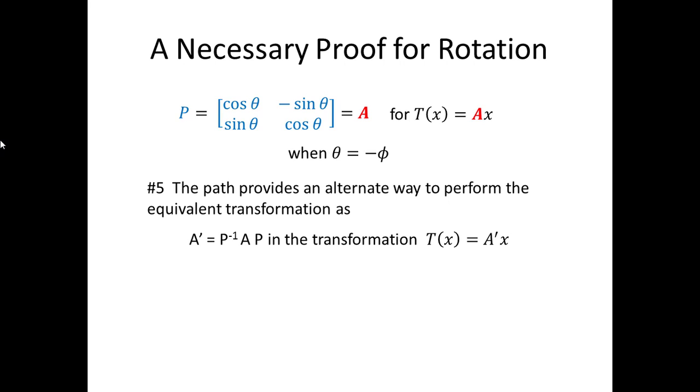Transition the problem into a new basis, perform the transformation that you want to do, and then transform the coordinates back. And this is of the form A prime, an alternative route for the transformation: transition matrix into the new basis, perform the transformation in the new basis system, and then transition the matrix back. A' = P⁻¹ A P. And that'll be the equivalent transformation equal to A x, A' times x.